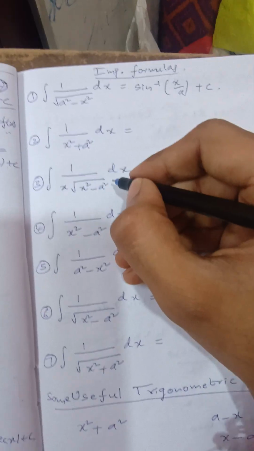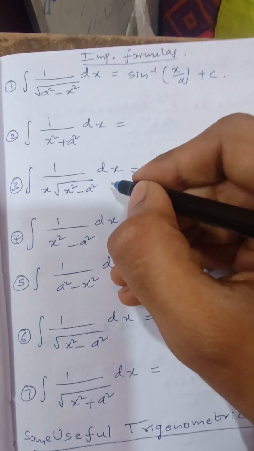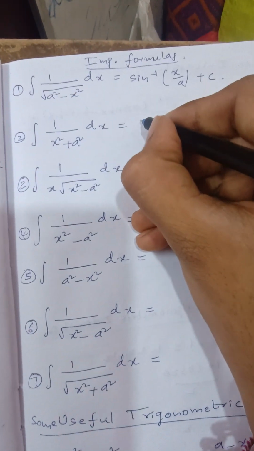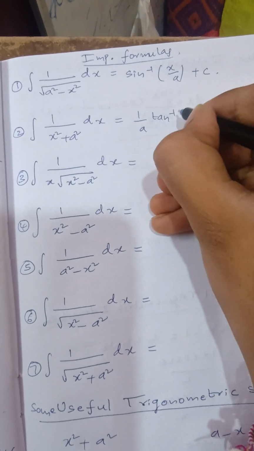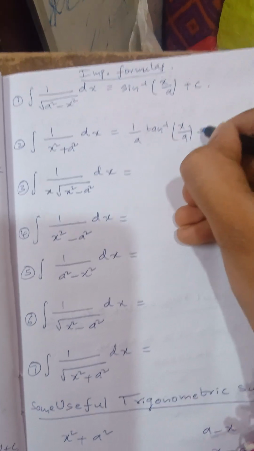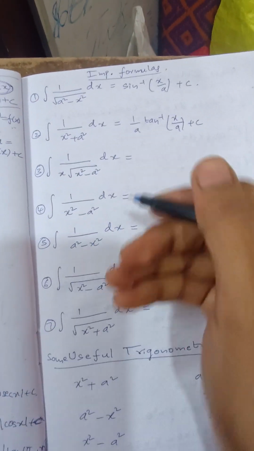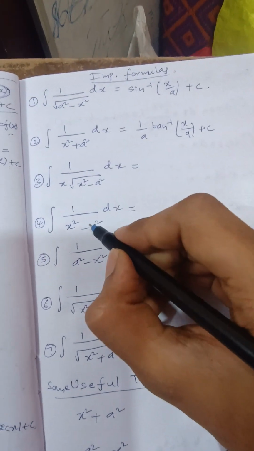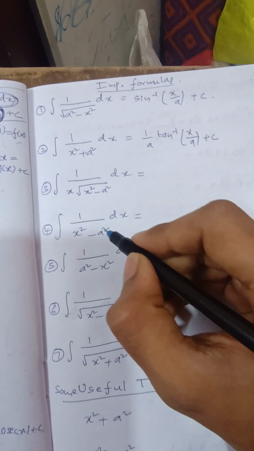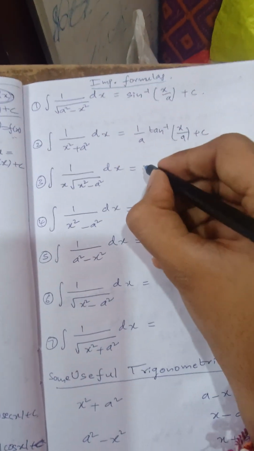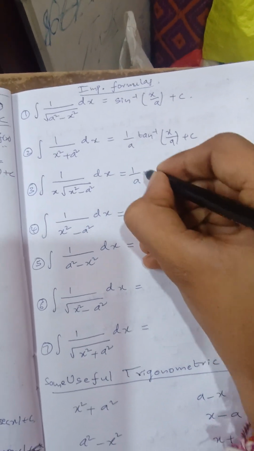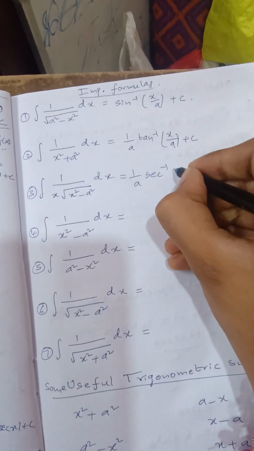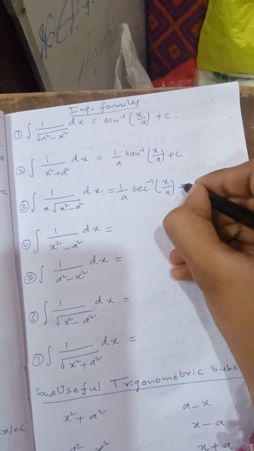Now coming to the second formula, integration of 1 by x square plus a square dx. This is nothing but 1 by a tan inverse of x by a plus c. Now coming to the integration of 1 by x root over x square minus a square dx. This is nothing but 1 by a times secant inverse of x by a plus c.